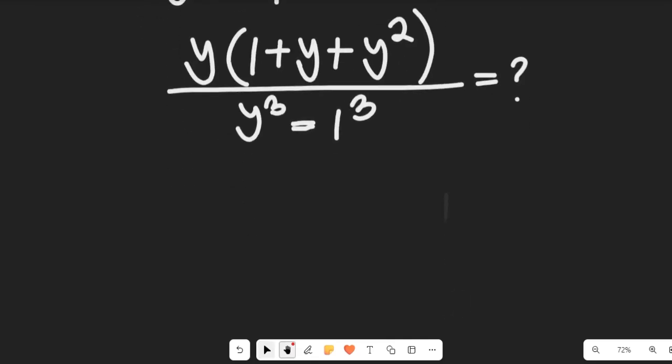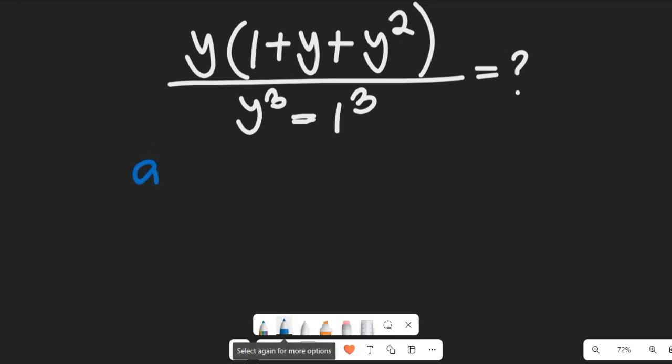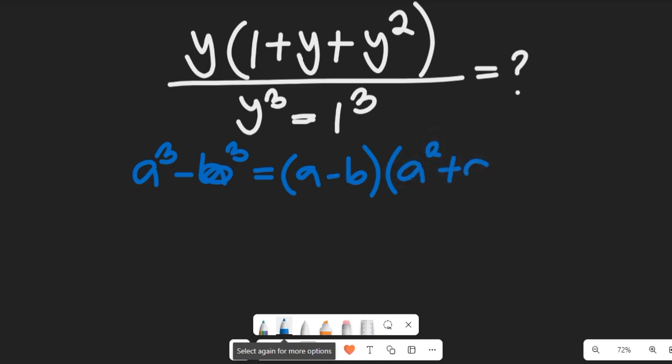Good. In the next step, I'll have to recall my mind back to an algebraic expression. Do you recall that algebraic expression? If you have a to the power of 3 minus b to the power of 3, this can be equal to a minus b multiplying a square plus ab, then plus b square, right?